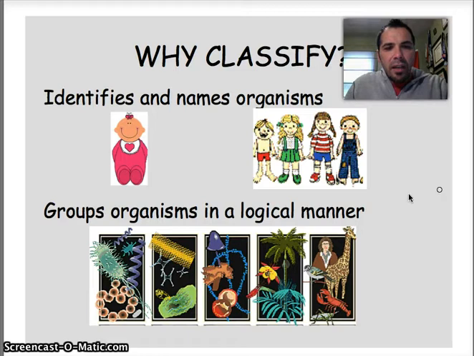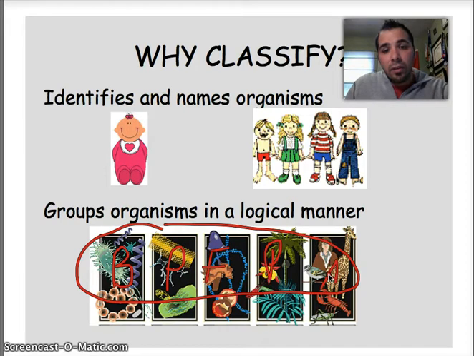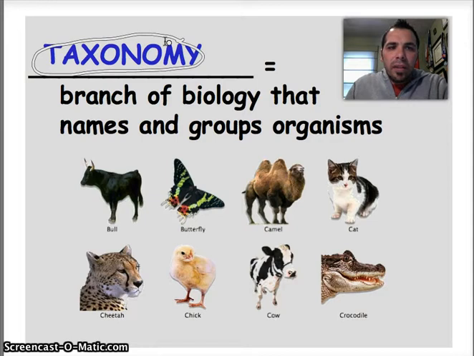As you can see down here, we've got the 5 kingdoms, which we no longer use. This would be the bacteria, the protists, the fungi, plants, and then animals. However, we really don't talk about those anymore. We actually go to 6 kingdoms, or we talk about domains. So taxonomy, again, is a branch of biology that names and groups organisms, and I'm going to underline that. You definitely need to know that vocab word.